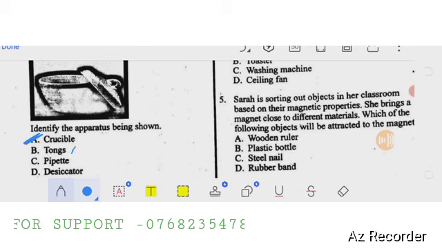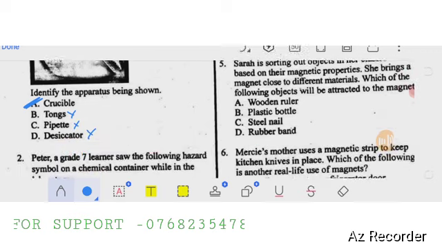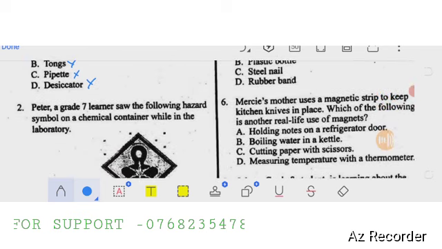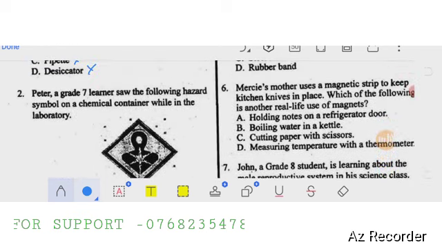Tongs, no. Pipette, no. Desiccator, no. Desiccator is used for drying things, pipette for measuring volumes, and tongs for holding things that could otherwise burn you. Question 2.